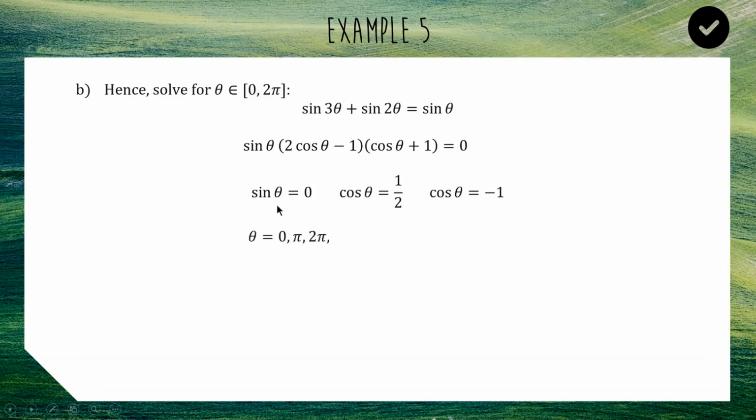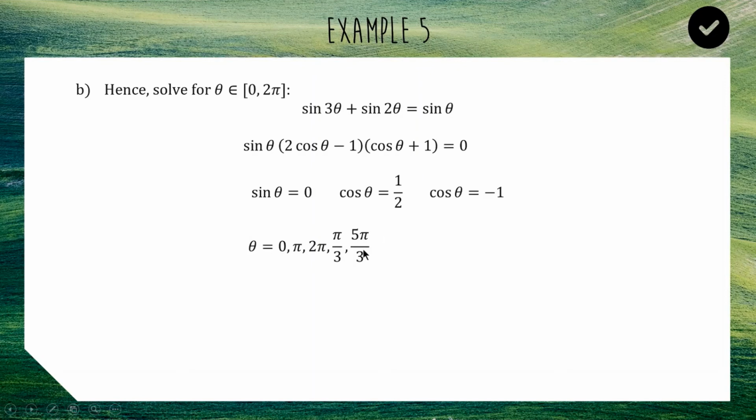So for our sine theta equal to 0, again, thinking about the graph and where sine theta cuts the x-axis from 0 to 2 pi, we have 0, pi, and 2 pi. If we're solving cos theta equals 1/2, we know that cos of 60 degrees, or pi on 3, gives us 1/2. And because that's positive, we'll have to do quadrants 1 and 4. So we're going to add on the first quadrant, pi on 3, and the fourth quadrant, which is 5 pi on 3.